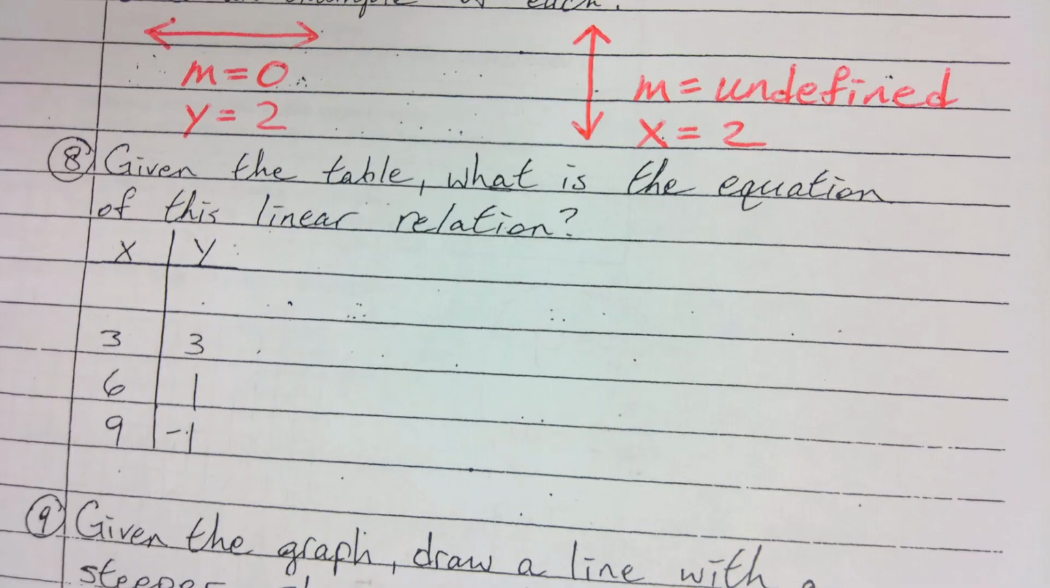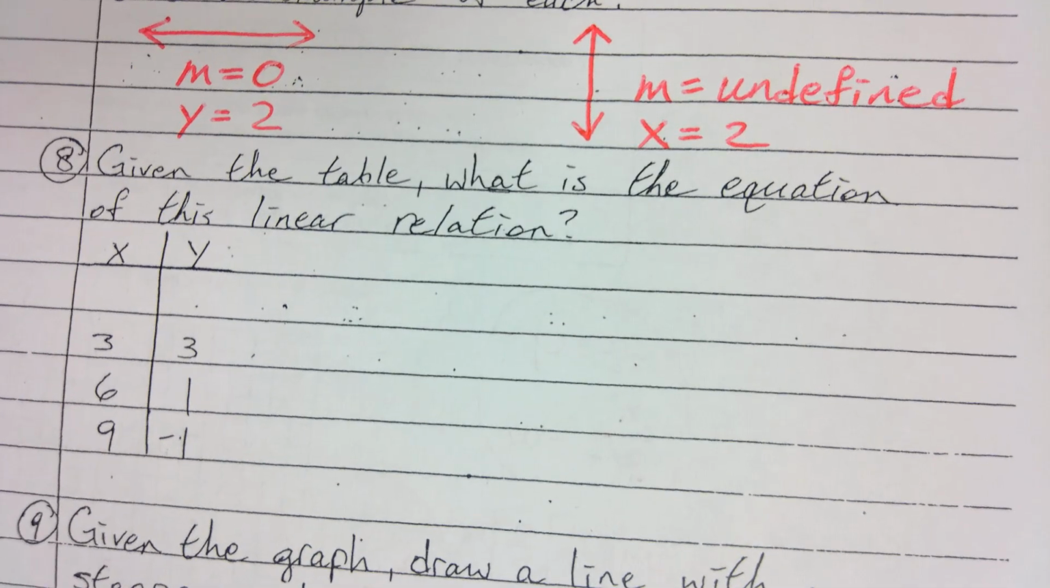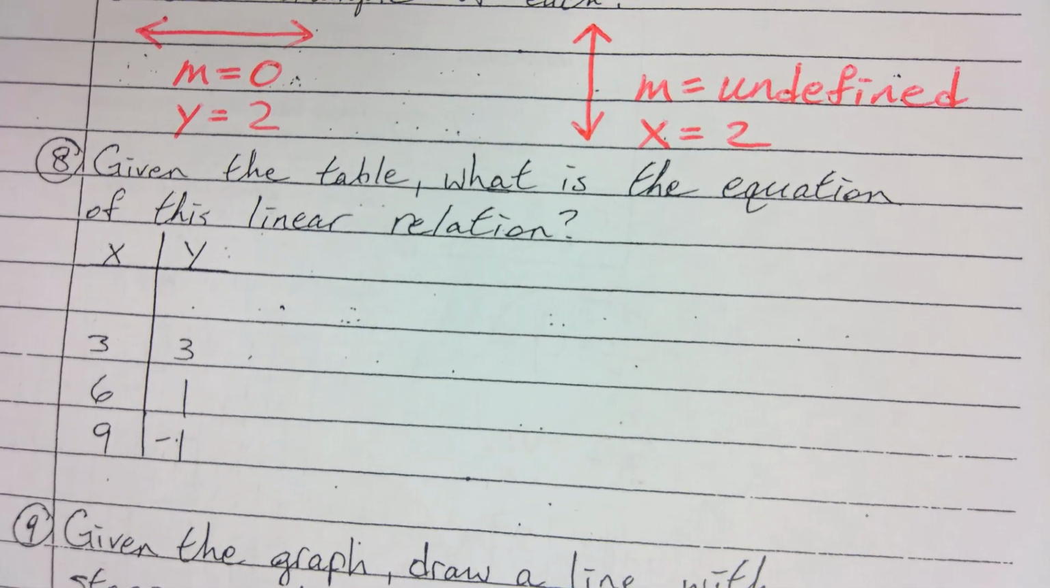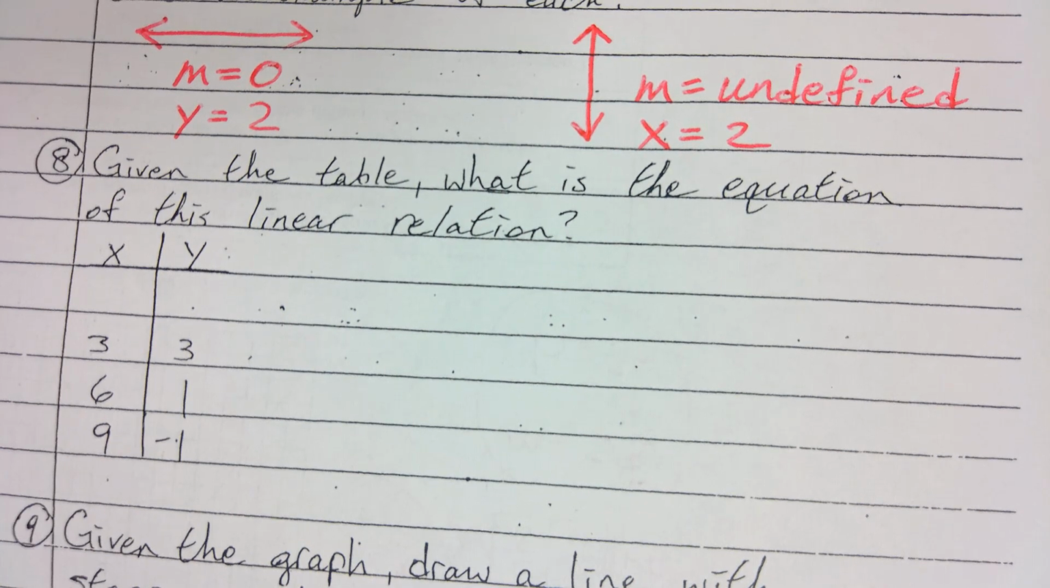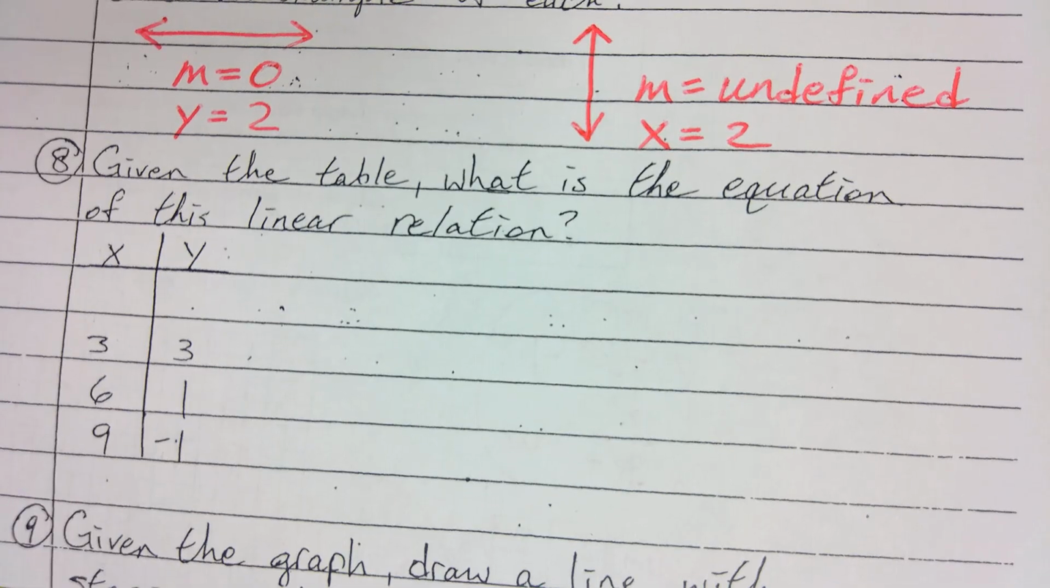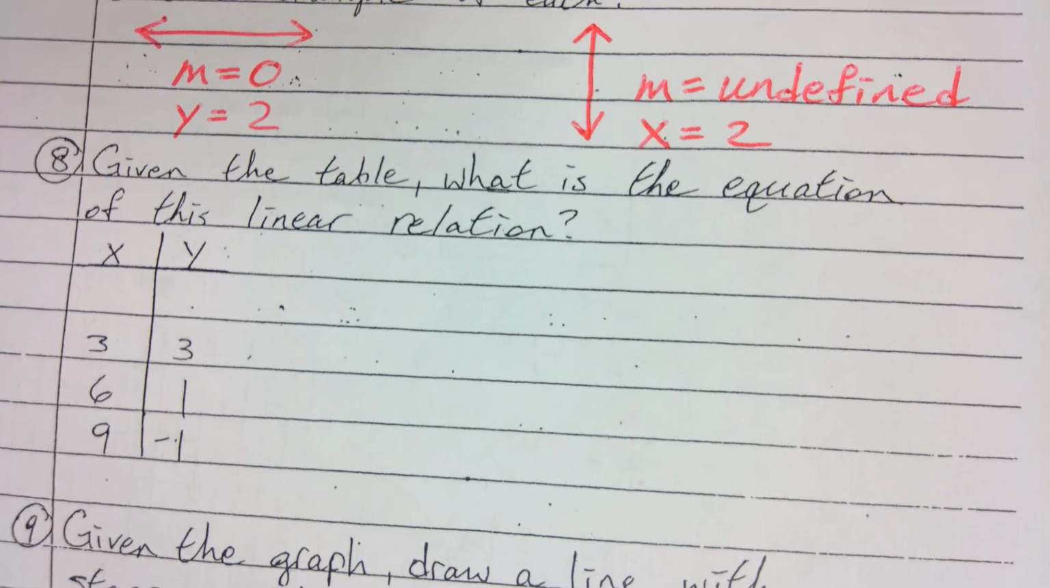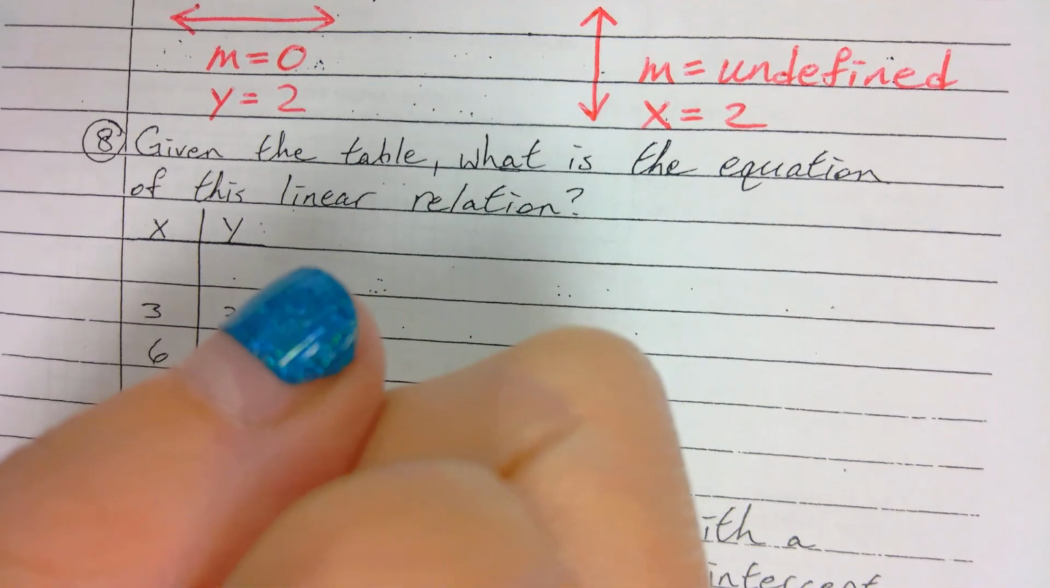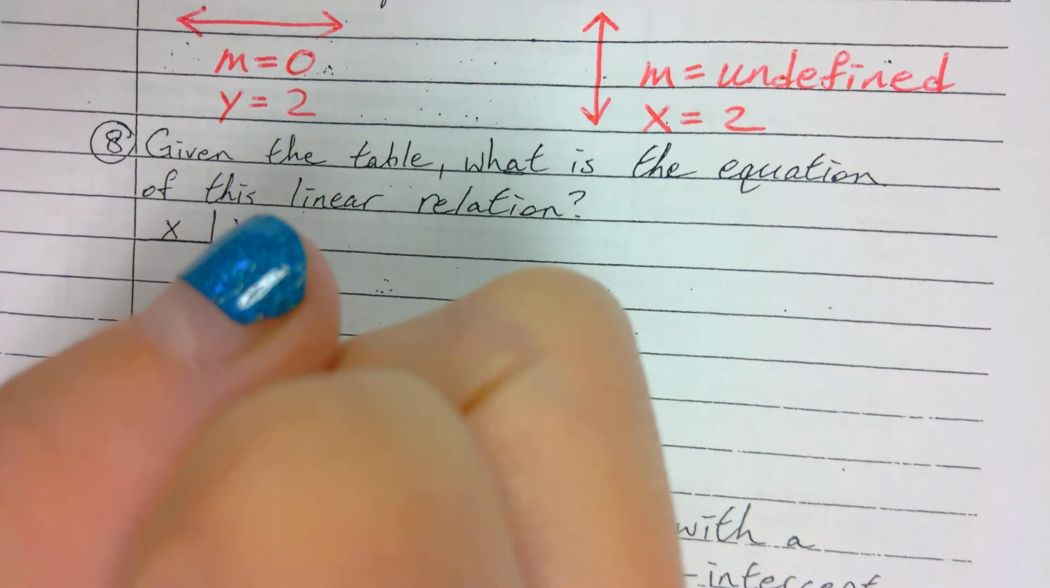Okay, yesterday we talked about this one. Given the table, what is the equation of this linear relation? The way I set up the table is giving you guys a hint. What is the hint right there? Melody? You work backwards. Okay, so you see, what's the pattern right here?